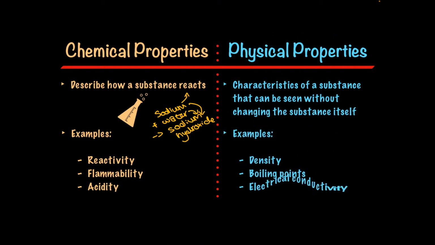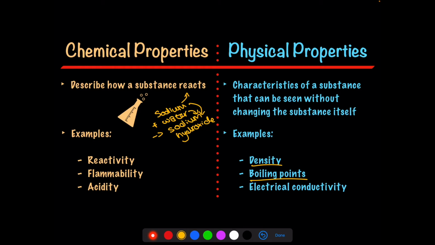For example, we'd have density, boiling points, and electrical conductivity. Density is just mass per volume. I don't need to react sodium with anything. I just need to take a sodium block on its own and observe the properties. So density was what? Mass per volume. That's what we call density. You can think of it as how many atoms are packed together in a given space. That's a simple way of putting it.